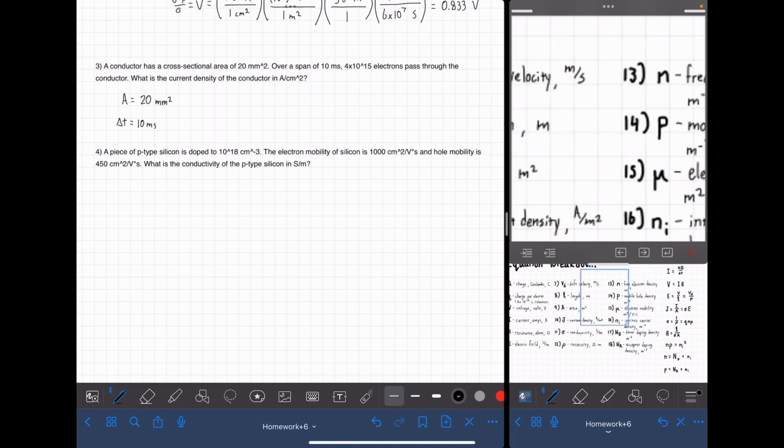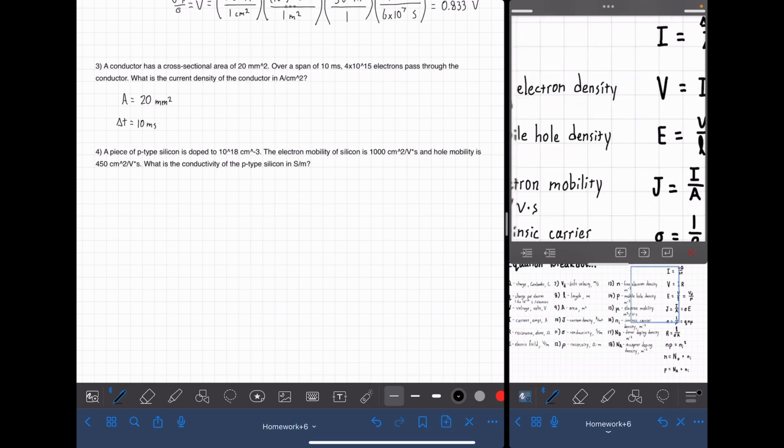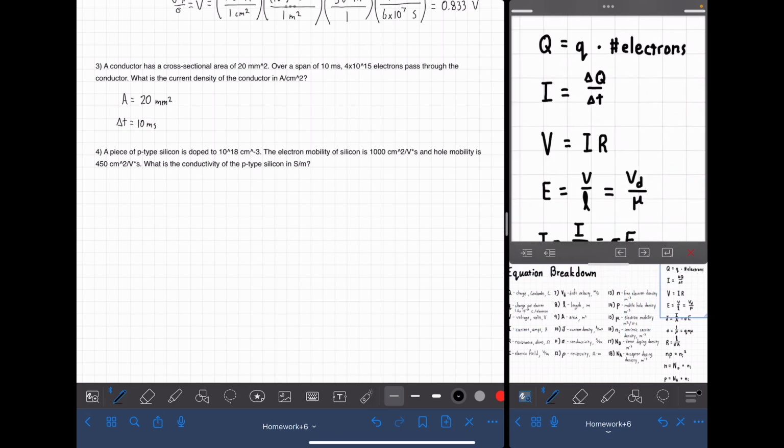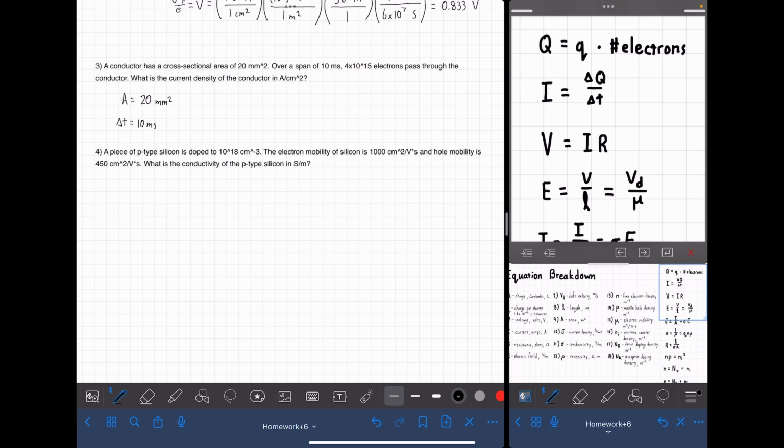So that is not the same as change in charge. This is number of electrons. So let's see, number of electrons. There's no good variable to call this. It's 4 times 10 to the 15. And we need to find the current density in the conductor. So that is J.